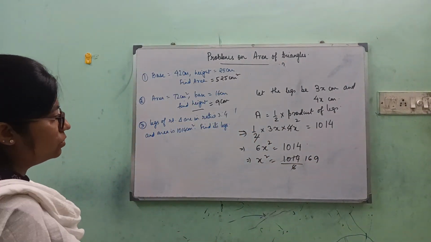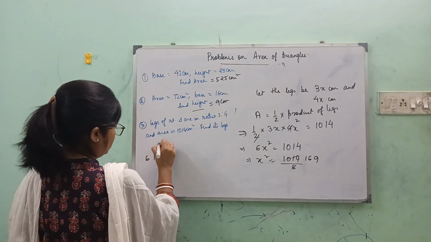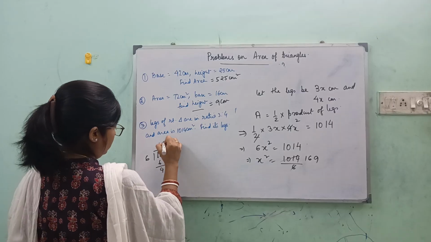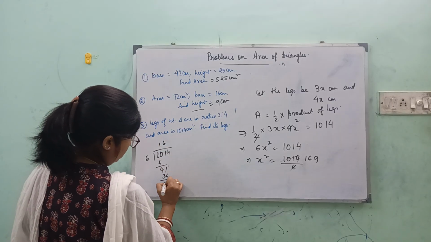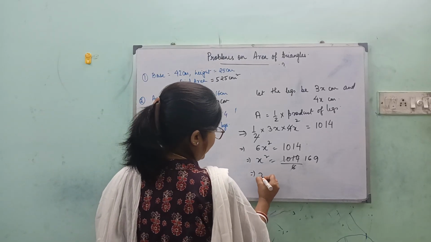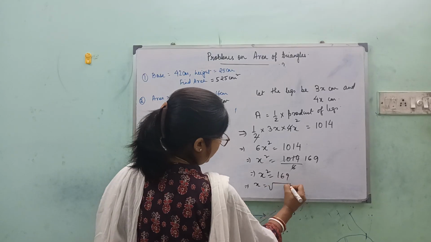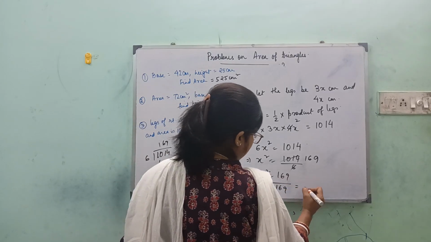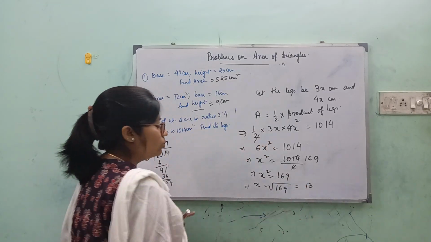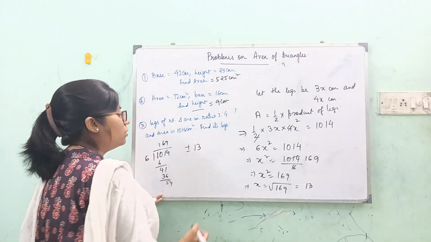Alright, let us cross check once. 1014 by 6, yeah, 169. So that means your x square is 169. So x would be square root of 169, that is equal to 13. Now square root of 169, when you do, it is actually plus minus 13, plus 13 or minus 13.